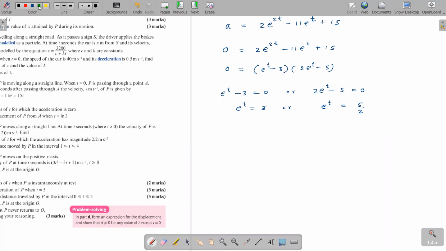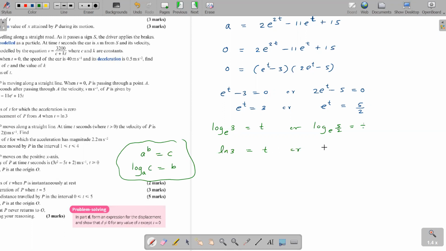So you could go from P2 methods, you could go maybe index form to log form. So if you have a to the power b equals c, the log form is log base a c equals b, right? Do you remember how this works? So using that, you can write here log base e 3 equals t. And the other one, log base e 5 over 2 equals t. So log base e, especially we use it for ln. Log base e is ln. So ln 3 is t or ln 5 over 2 equals t.